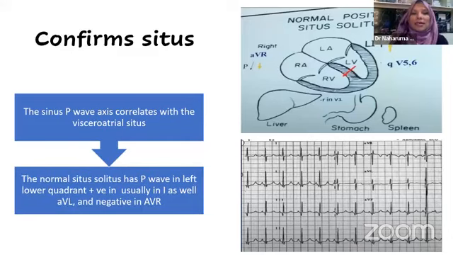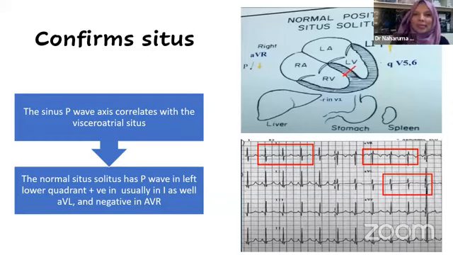The normal situs solitus has the P wave in the left lower quadrant, as I have just mentioned, usually positive in lead 1 and aVL and negative in aVR. So we determine the situs.